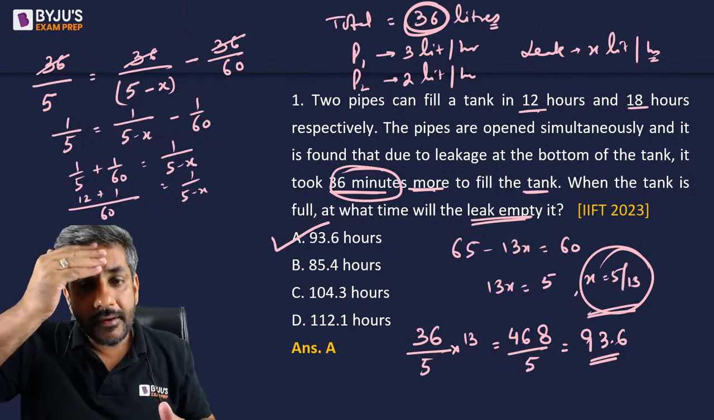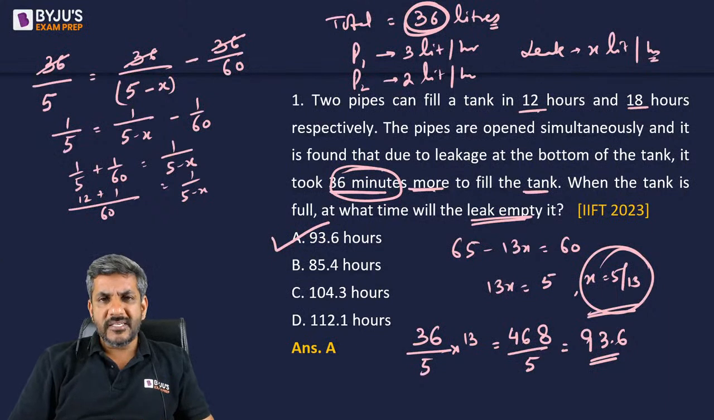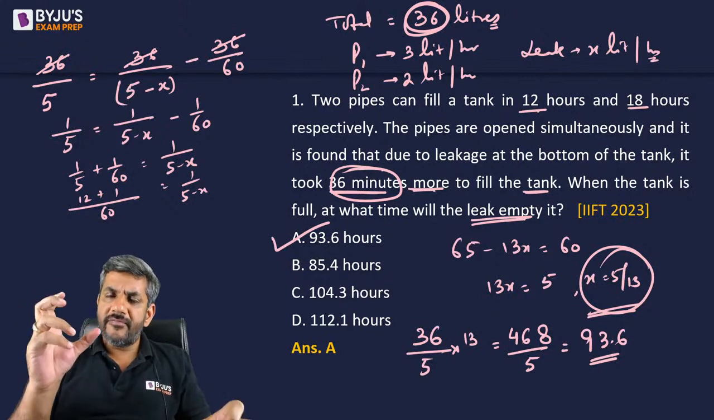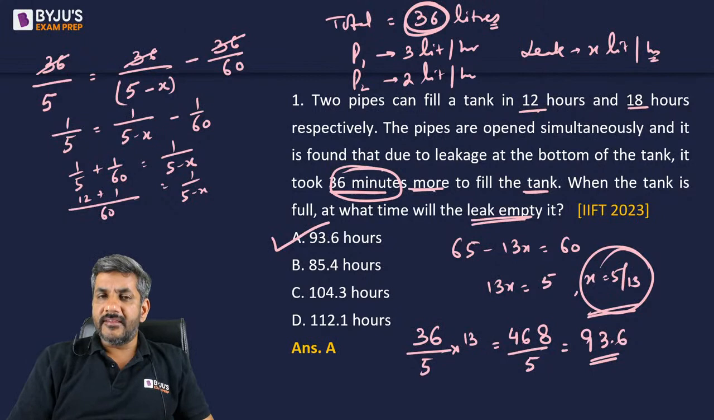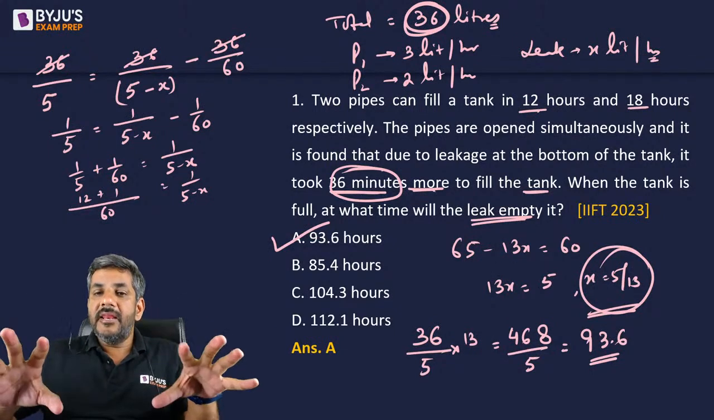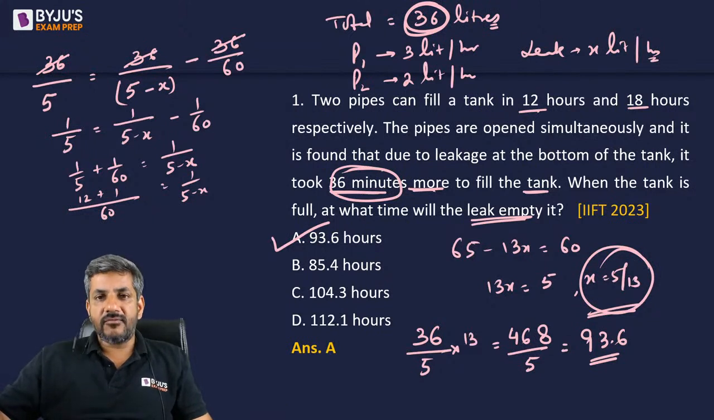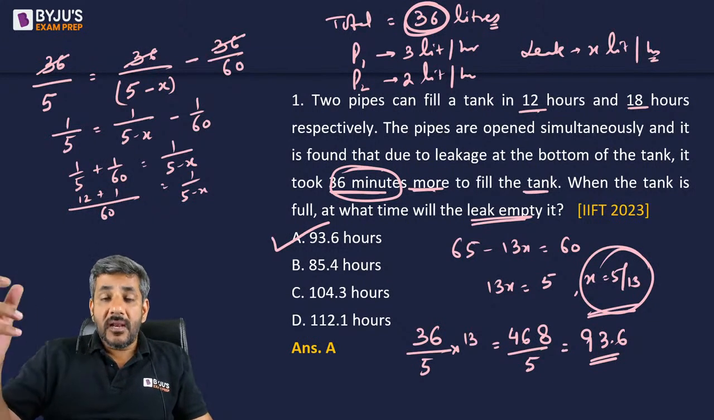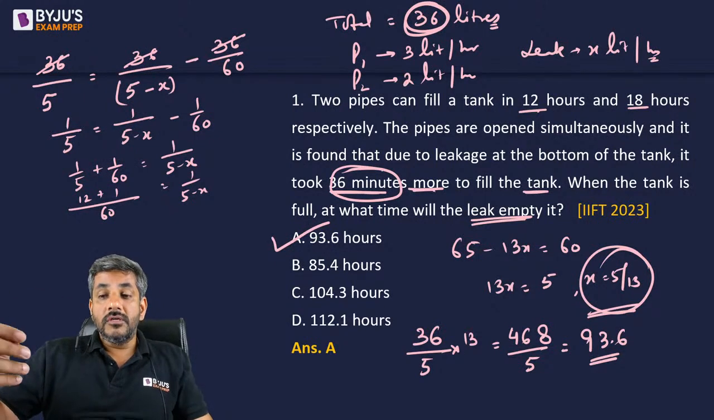Okay. Now, looking at this solution, you might be saying, so this is very calculation intensive. Can't we have some shortcut in this question? Let me tell you, this is a proper IIFT flavor. Every year in IIFT exams, you will find this. Had it been a CAT exam, this x would not have been 5 by 13. It could have been something like 1 by 5 or 1 by 4 or 1 or 2, something like this.